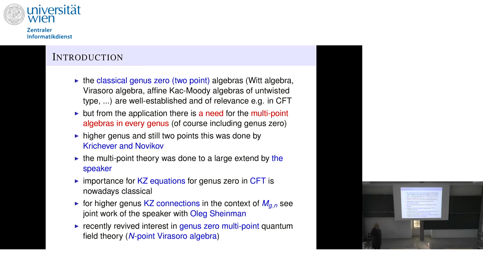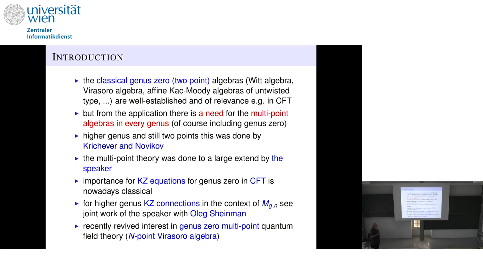So the classical genus zero algebra, in this context the two-point algebra, is the Witt algebra, Virasoro algebra, and also the affine Kac-Moody algebra. They are well established. Of course, everybody in the audience knows about them and their relevance, e.g., in conformal field theory. From the application, there is a need for a multipoint algebra in every genus, of course also including genus zero, the multipoint situation.